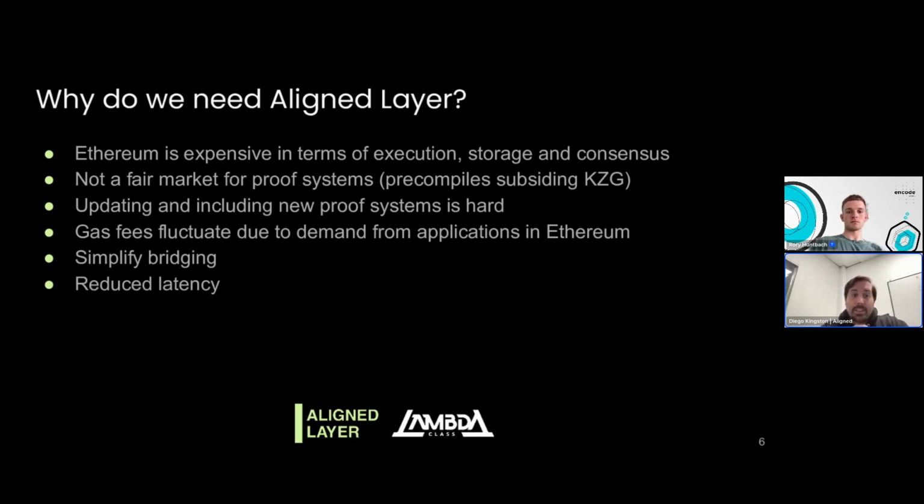Another thing is that gas fees fluctuate due to demand from applications in Ethereum, and this means that proof verification competes with other applications that take block space, and its cost can also rise because of higher network congestion. Another thing is that right now it's a bit difficult or slow to bridge. So the idea is to have a faster and less expensive bridging, and also to reduce latency for a lot of applications.